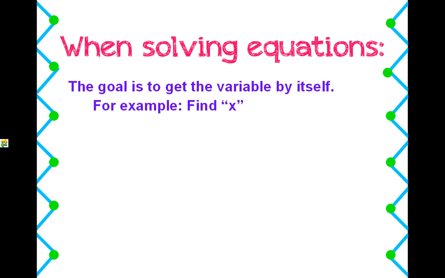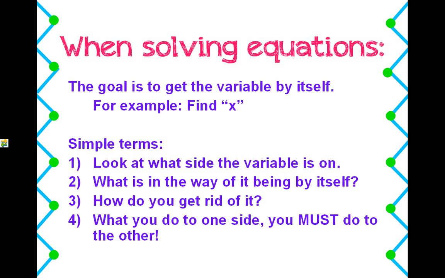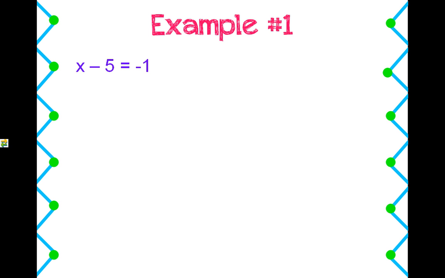Okay. So the goal whenever we're solving equations is to get the variable by itself. For example, you're finding x, finding y, finding your variable. I broke it down into simple terms. You're going to look at what side the variable is on. What is in the way of it being by itself? How do you get rid of it? And you need to know that what you do to one side, you must do to the other. So, let's look.